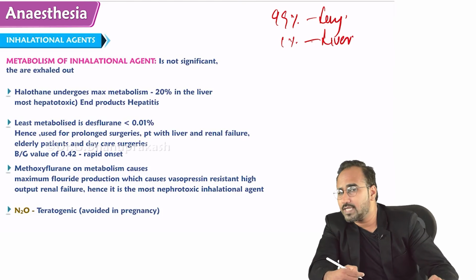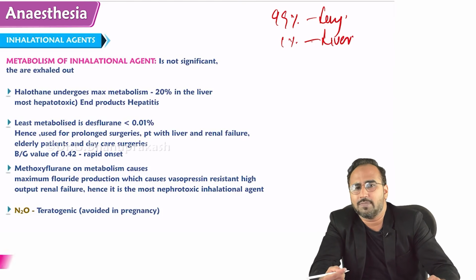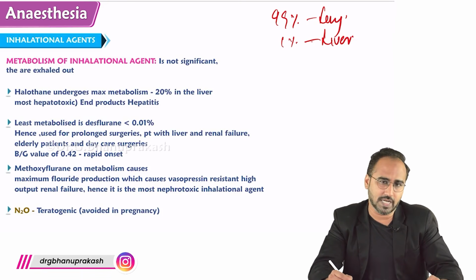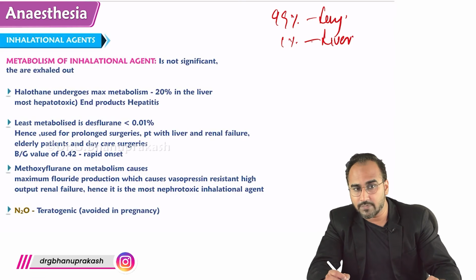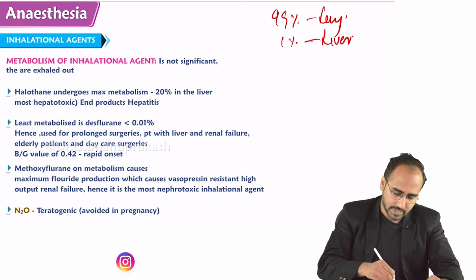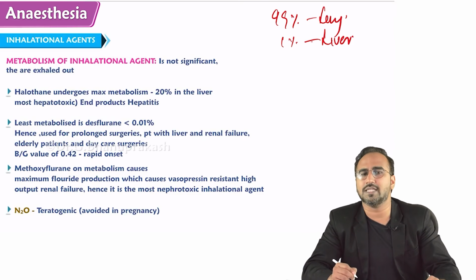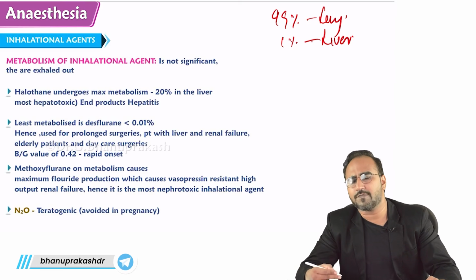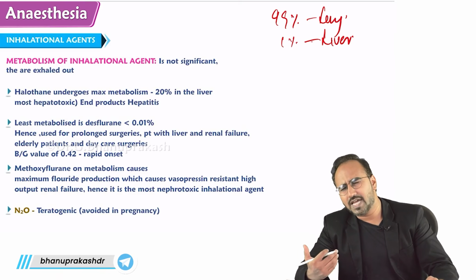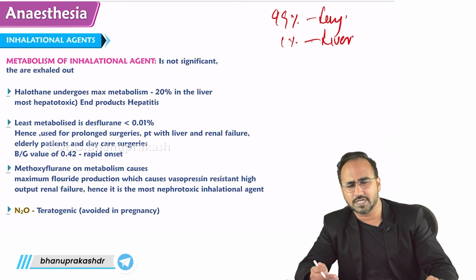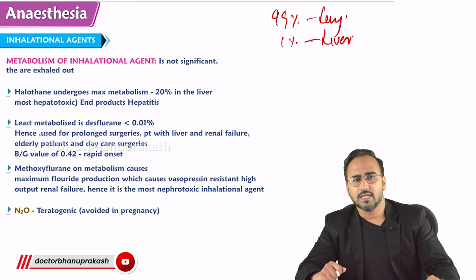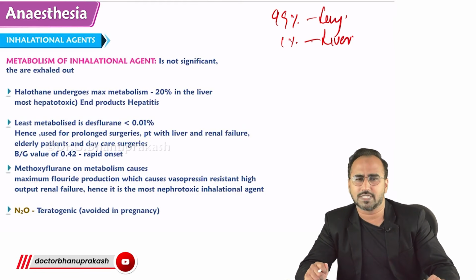But there is one inhalational agent that has a good amount of metabolism in the liver. What is that inhalational agent? Our hero, halothane. Halothane has 20% of metabolism in the liver. Halothane undergoes maximum metabolism in the liver. So if a patient was posted in January for some surgery under general anesthesia, and in March again the same patient is posted for surgery under general anesthesia, can you repeatedly give halothane to the same patient?